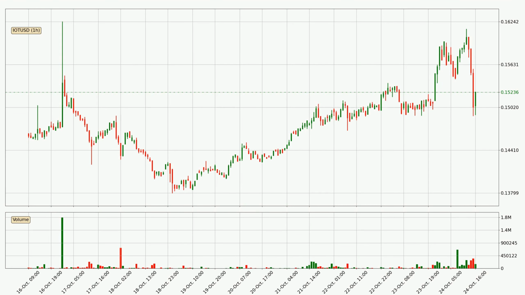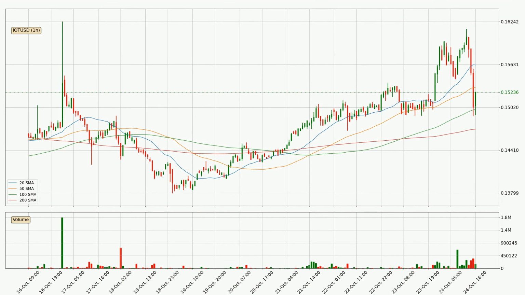Looking at the hourly time frame for IOTA, the price went up around 6.6%. But then it came quickly down again in the last 24 hours, with a current price of 15.2 cents. Looking at the hourly simple moving averages, the price broke the 50 SMA to the downside decisively with higher than average volume, which is a strong signal. The current price is between the 100 and the 50 SMA.